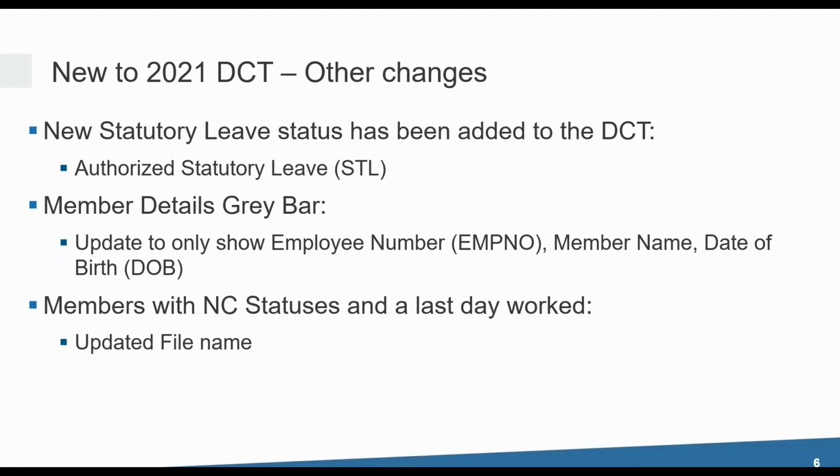This slide provides highlights of some additional DCT changes. We added a new Authorized Statutory Leave Status, STL, for you to report statutory leaves other than pregnancy parental leaves. We've updated the gray bar in the member details screen. It now only shows the member's employee number, name, and date of birth.